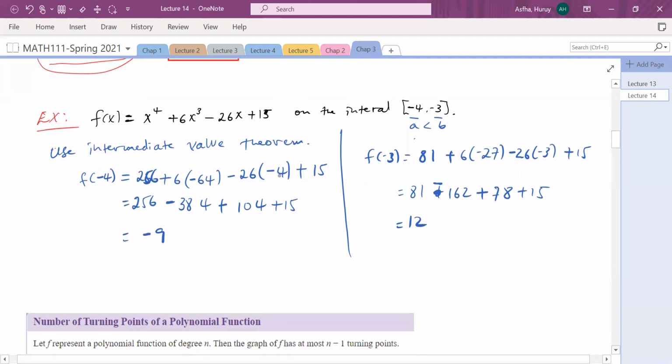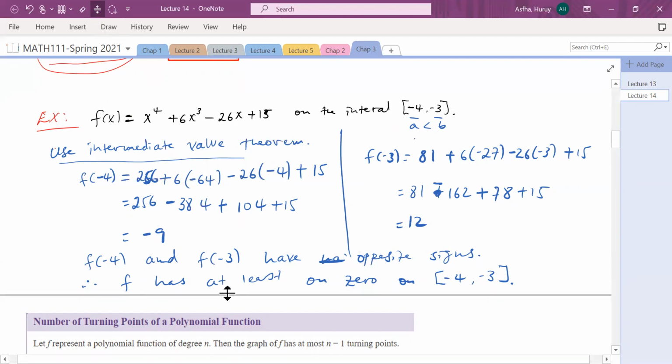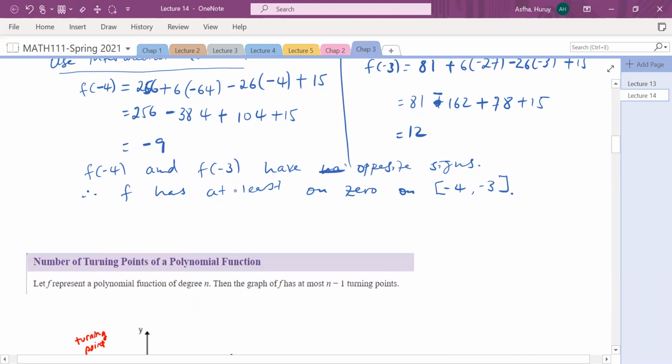So based on this, the intermediate value theorem, what do we know? F of a and f of b have opposite signs. F of minus 4 and f of minus 3 have opposite signs. Therefore, the function f has at least one zero on the interval between -4 and -3. Okay, so this is the importance of the intermediate value theorem. It tells us just by evaluating the function on those two endpoints, we can determine whether it has at least one zero or not.